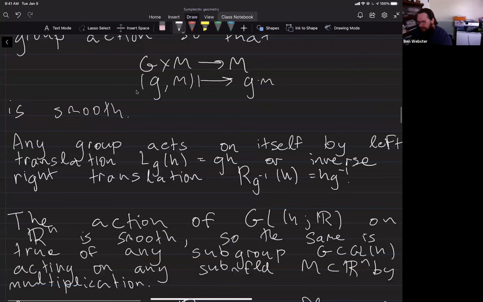All right, the other really important example of this is that the action of GL_n(R) on R^n is smooth. The same is true of any subgroup of GL_n acting on any submanifold of R^n. Again, this comes down to the formula for how a matrix acts on a vector being a polynomial of the entries in the matrix and the entries in the vector. So it's a smooth map.